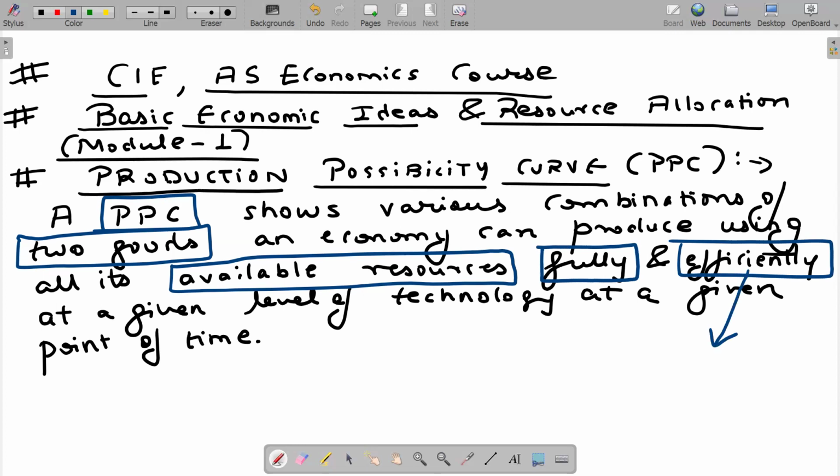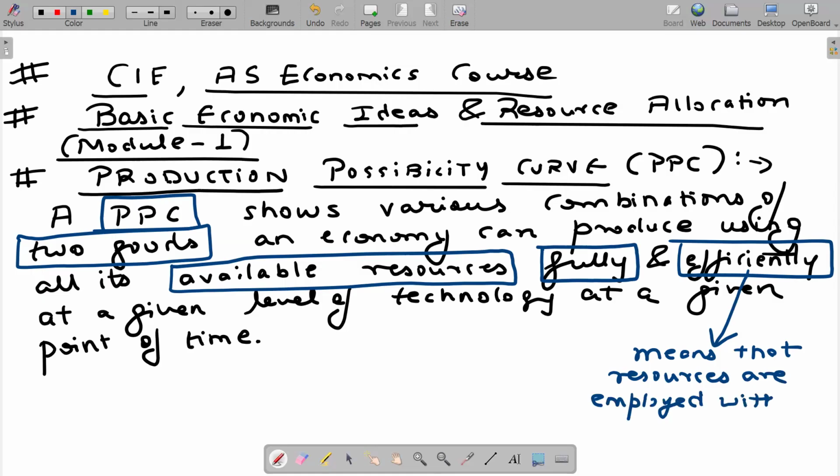So I can just write a note here that efficiently means that resources are employed with the least possible cost.